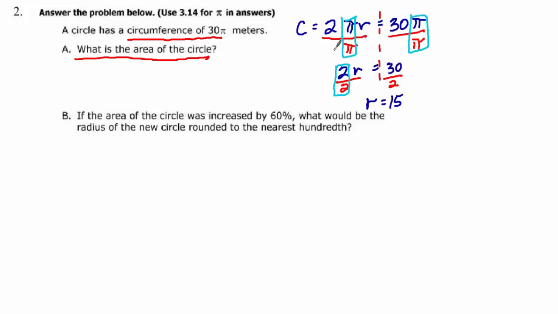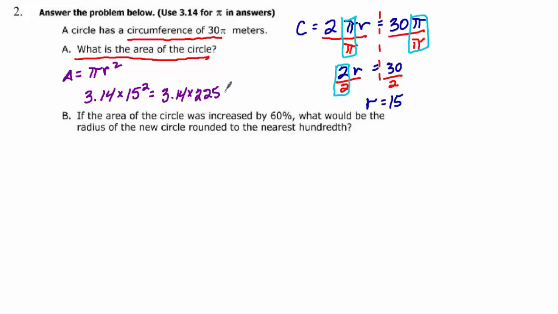Well, that's not the answer. That'd be nice if that was our answer, but that's not, because that gets us ready for this. We know that area is equal to pi times r squared. So we can substitute what we now know. We know that this is 3.14 times 15 squared, which is equal to 3.14 times 225.